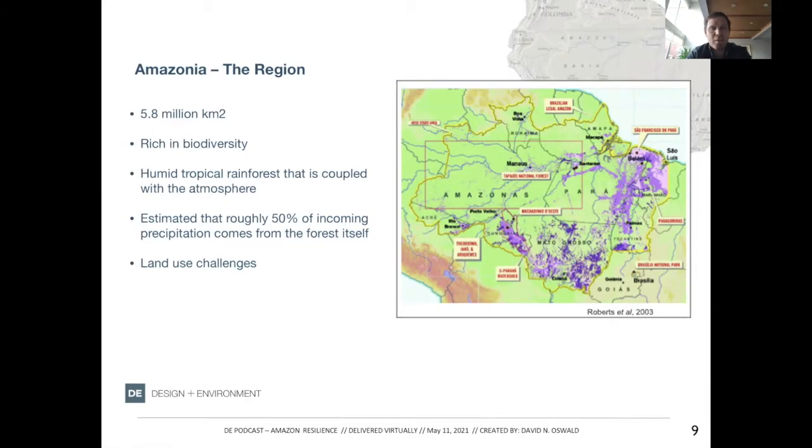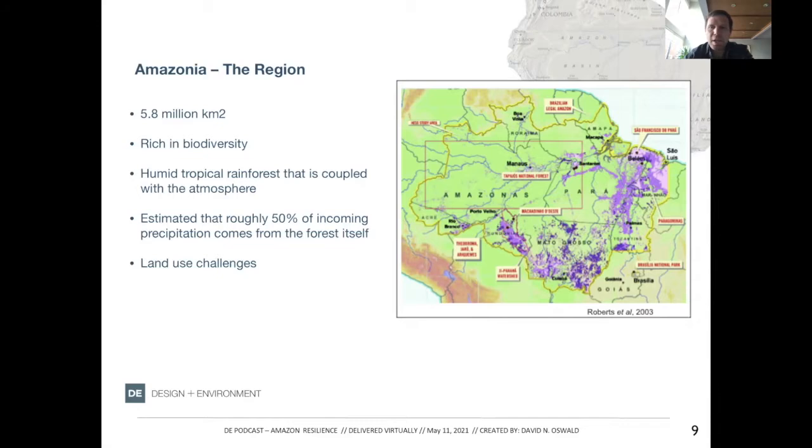And, you know, like South America, for those of us in North America, we often think of, you know, we have a spatial distortion with other parts of the country. Like if you look at sheer landmass, South America versus North America, I mean, there is a lot of landmass in South America, okay? And the Amazon is a big chunk of that. Very rich in biodiversity. It's a humid tropical rainforest that is coupled with the atmosphere.